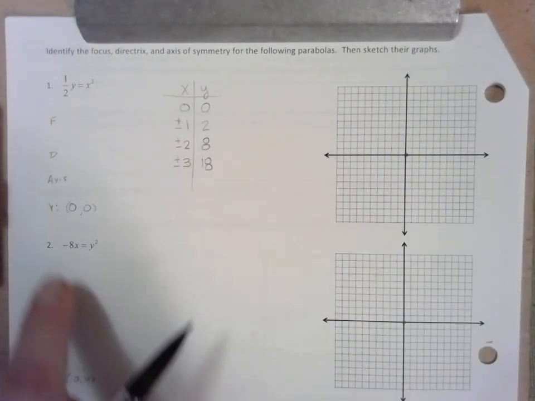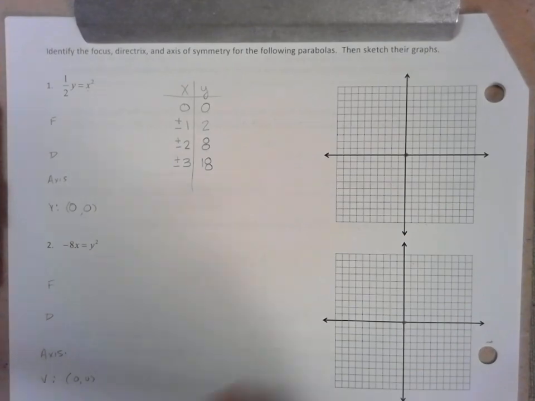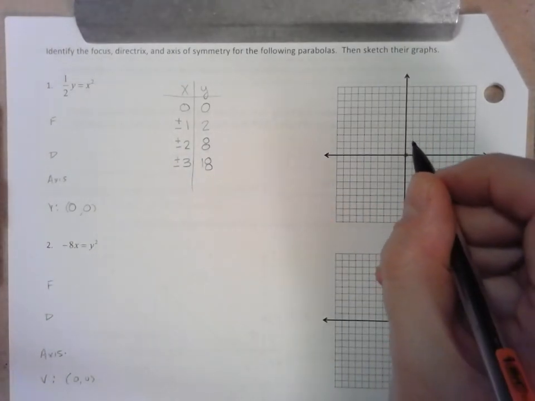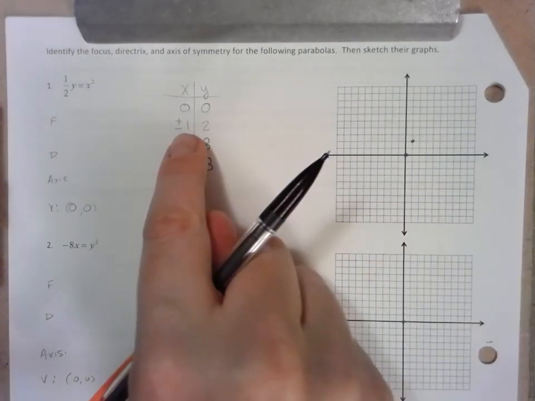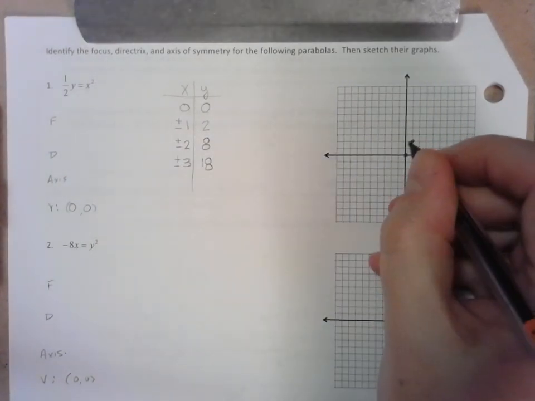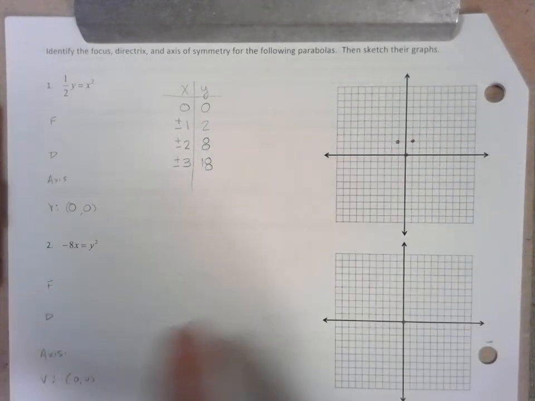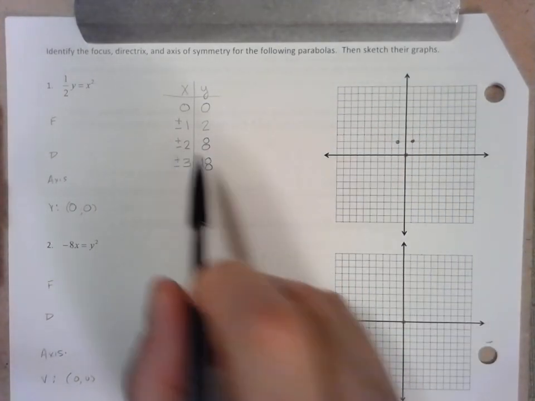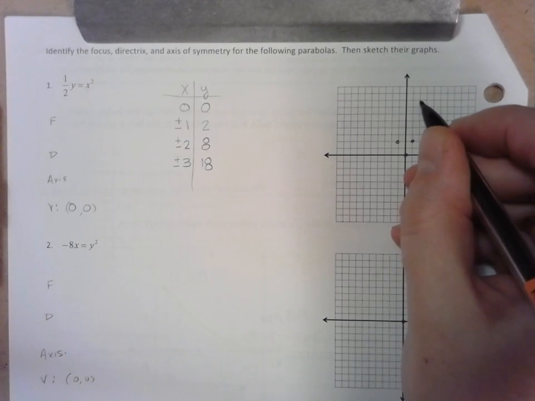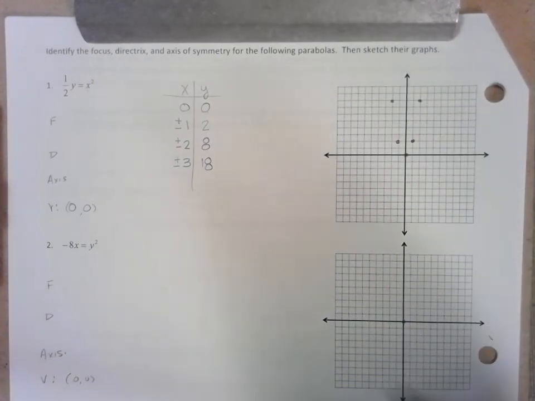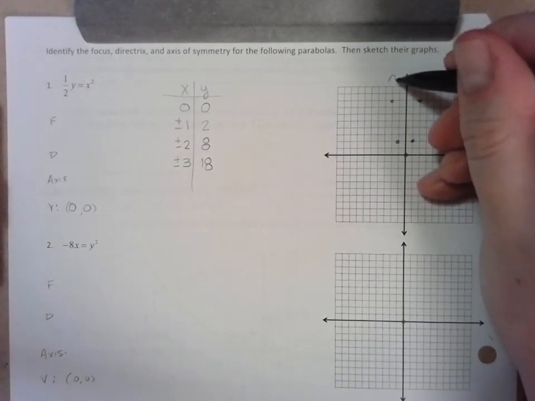Let's see what this information is after we graph. So we have the point 1 to the right and 2 boxes up, 1 to the left and 2 boxes up. Okay, I feel like now we know the direction that it's opening. 2 boxes right and 8 boxes up. 2 boxes left and 8 boxes up. Connect these as smoothly as you can.